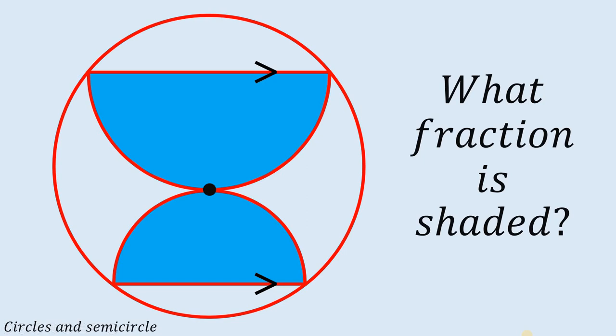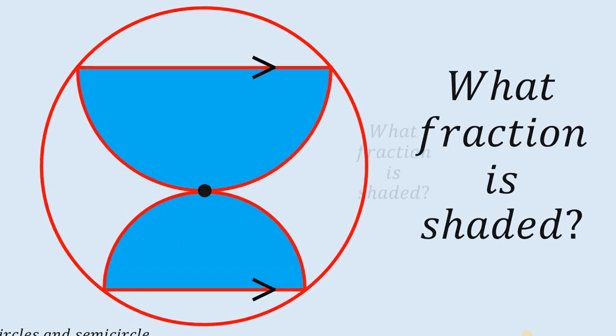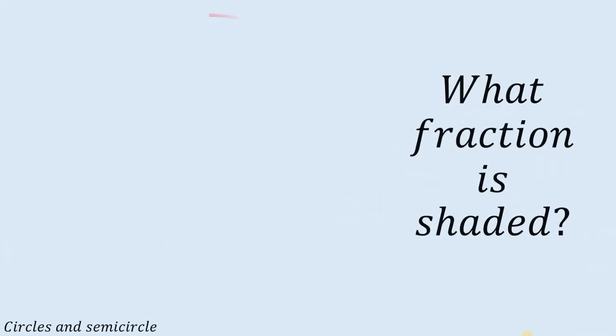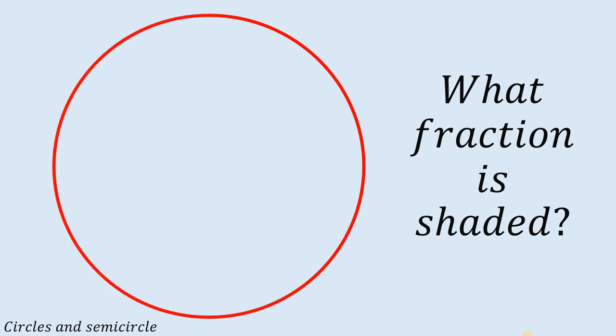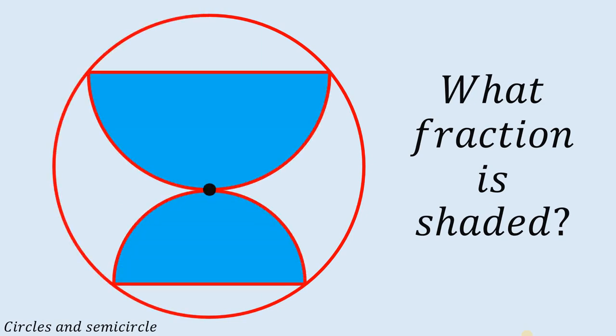For today's video, we will answer a geometry challenge given by one of our followers. And the question goes like this. Given a circle and two semicircles, which are tangent to each other, such that their diagonals are parallel to each other, then the question is, what fraction is shaded?